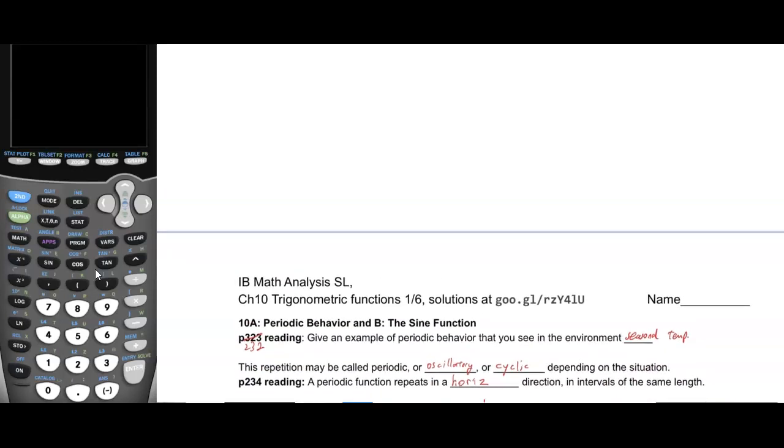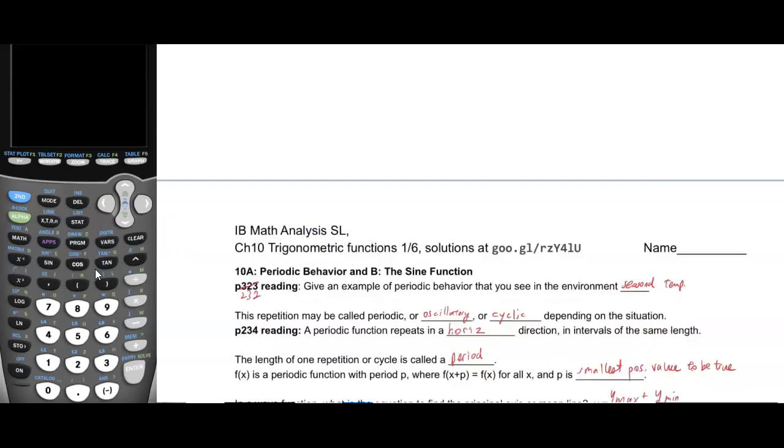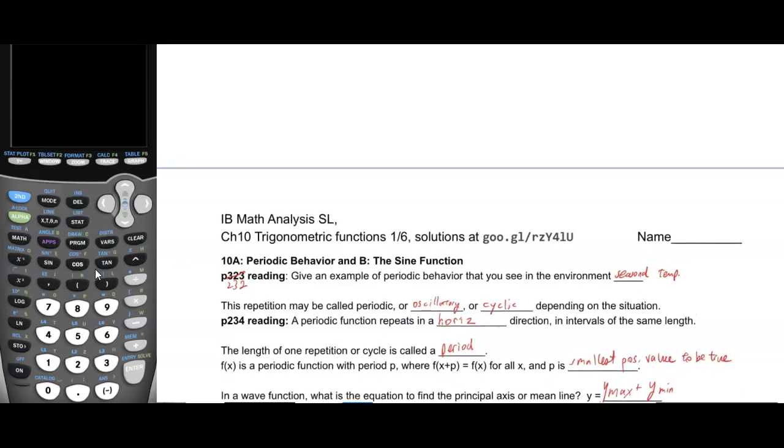This repetition may be called periodic or oscillatory or cyclic, depending on the situation. A periodic function repeats in a horizontal direction in intervals of the same length. The length of one repetition or cycle is called a period. So basically the width of one cycle is a period. f of x is a periodic function with period p, where f of x plus p equals f of x for all x, where p is the smallest positive value for this to be true.